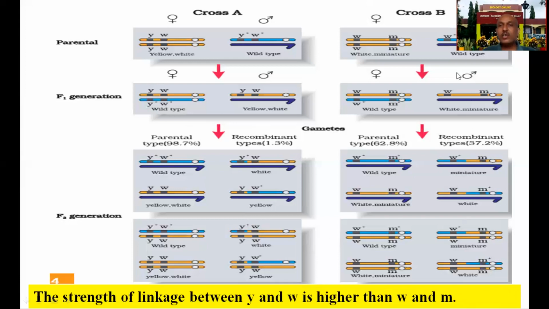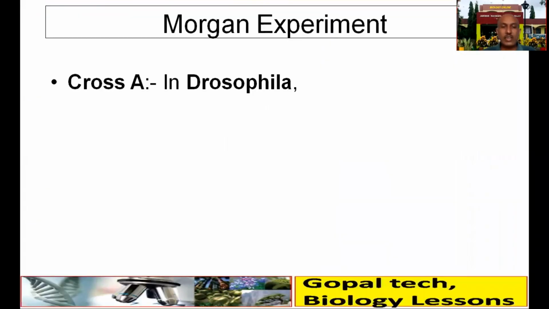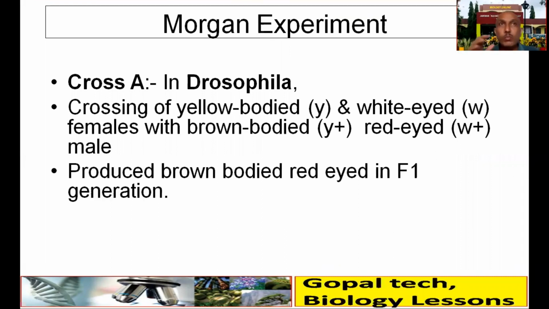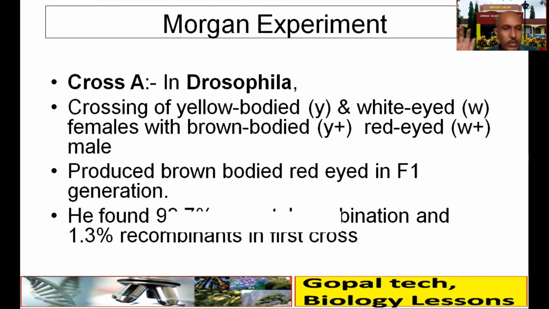is higher than W and M. So Y and W are more linked genes compared to W and M. So cross A, उसी का अभी explanation: crossing of yellow bodied Y with white eyed, that is W females, with brown body Y plus, that is dominant, with red eye, that is dominant male, produce brown bodied red eyed in F1 generation. Again it indicates law of dominance. But he found that 98.7% parental combination in F2 generation and 1.3% recombination.